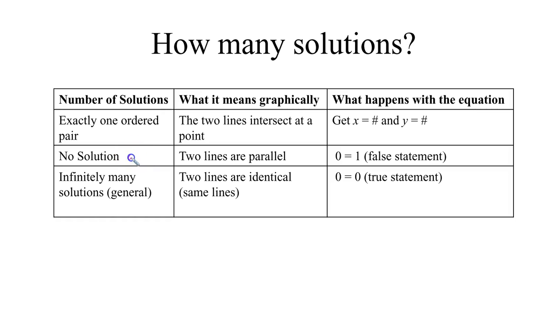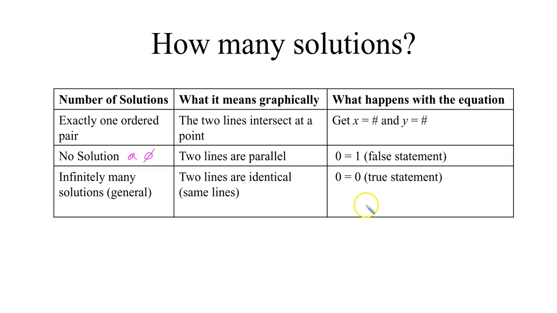Another way to write no solution would be to write this symbol, which means the empty set, a 0 with a line through it. This means that the two lines graphically are parallel lines, and parallel lines never intersect. So this also tells us that the solution to a system of equations is the point of intersection.